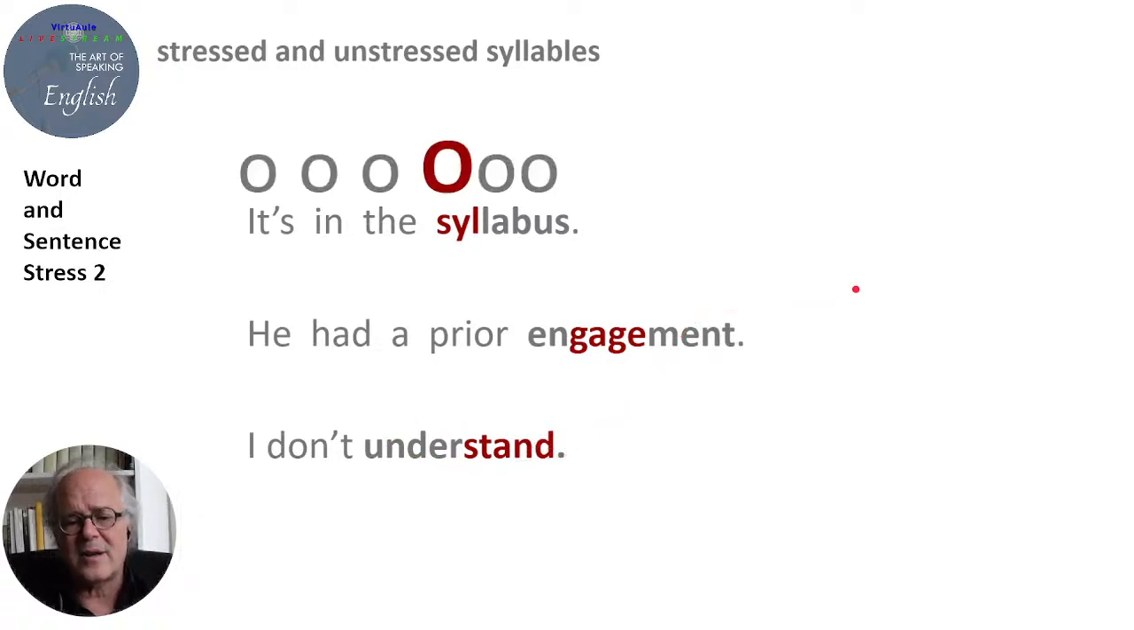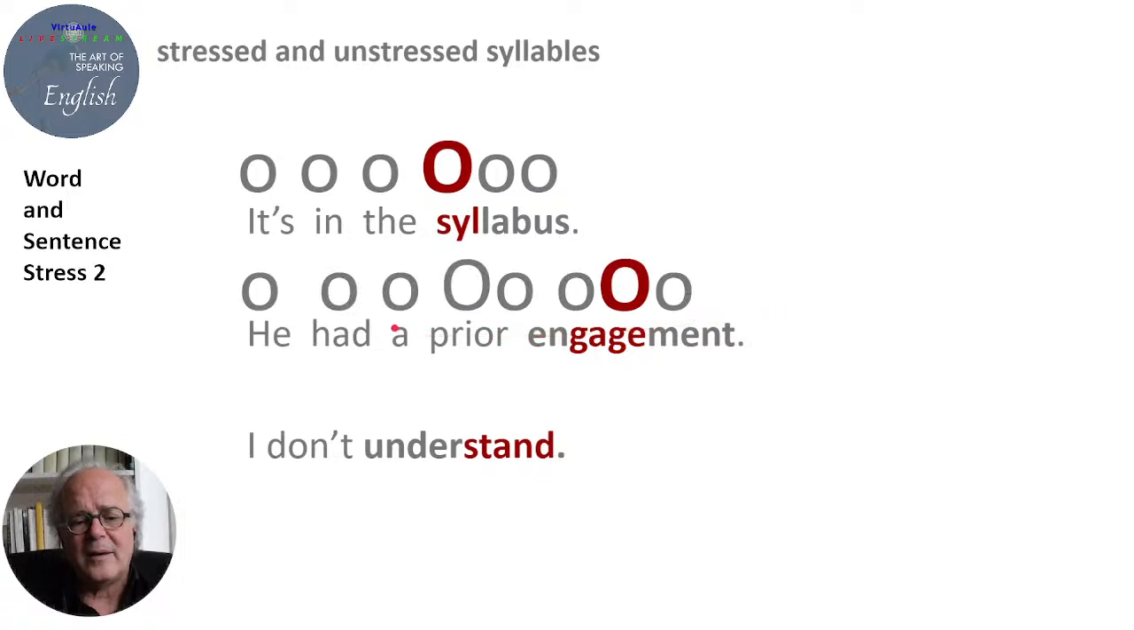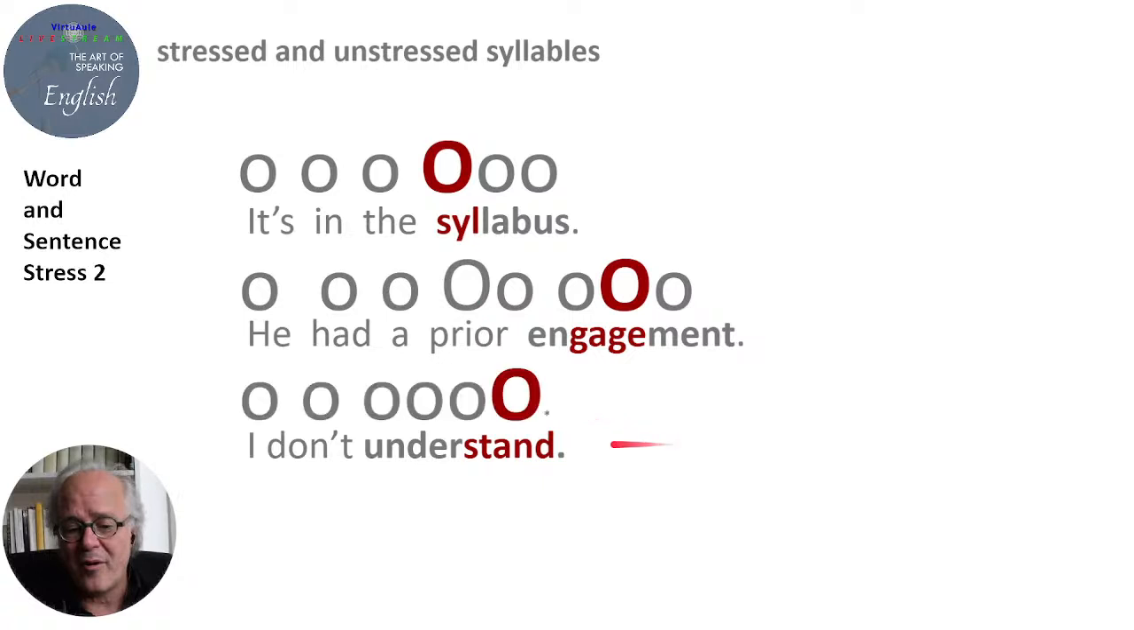Now let's look at this schematically. You can see that it's in the syllabus. So the stress is represented here by this larger capital O in red. He had a prior. We have a minor emphasis here. He had a prior engagement. Okay, but the main emphasis is here on engagement. But it's important also that you understand prior. I don't understand. You see, understand. Stand comes out in this.